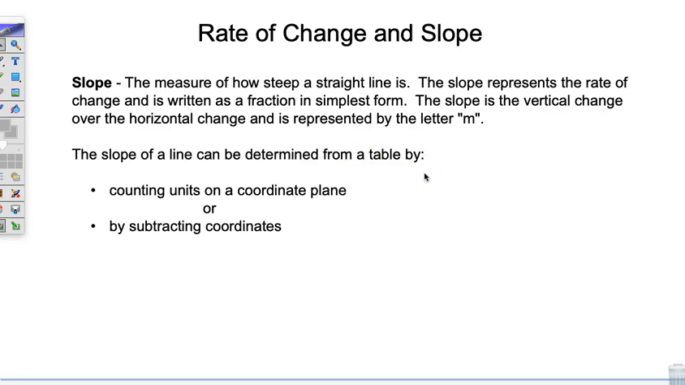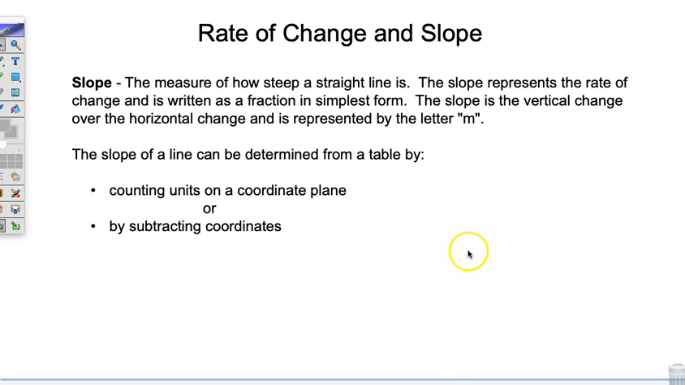Today's lesson is on rate of change and slope. The slope of a line in geometry is the measure of how steep a straight line is. The slope represents the rate of change and is written as a fraction in simplest form. The slope is the vertical change over the horizontal change and is represented by the letter m.